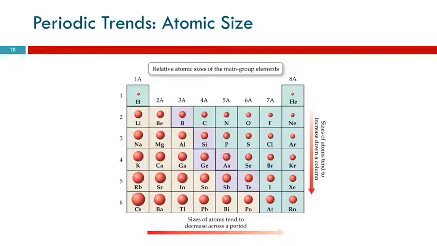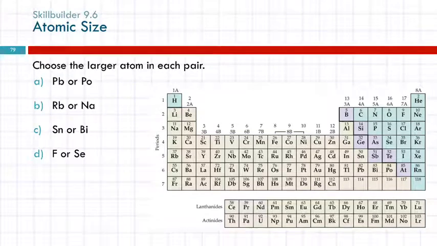So here we have a chart showing relative sizes. As we go from sodium across, we see that the elements get smaller. Not what we would expect, but they get smaller because the charge on the nucleus is increasing. If we go down, they get larger, and that is what we expect. So there will be questions like this on the exam.